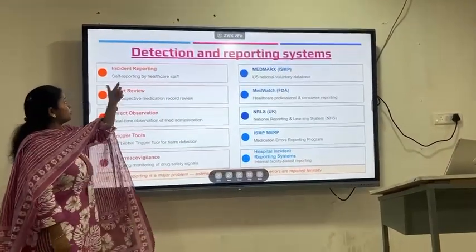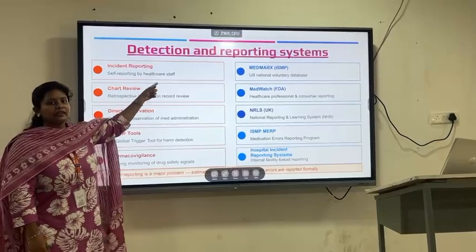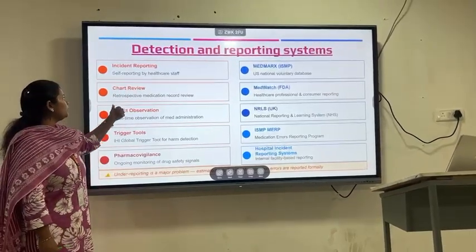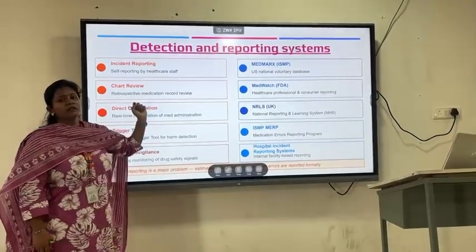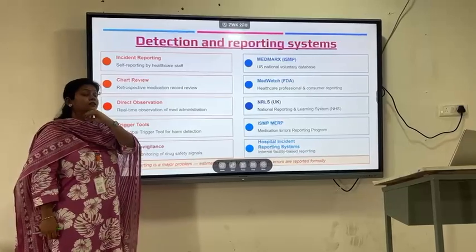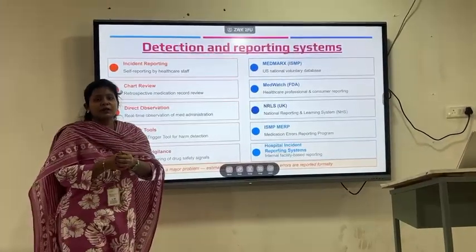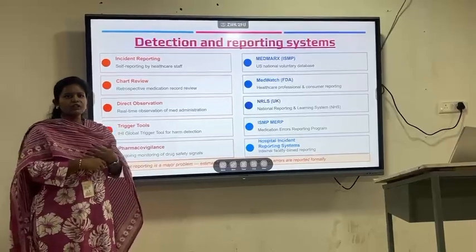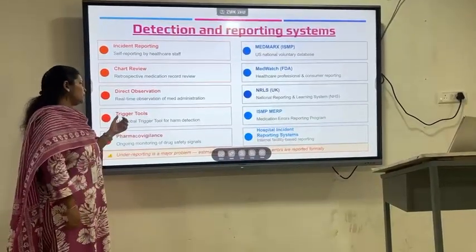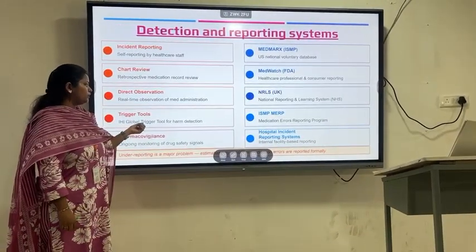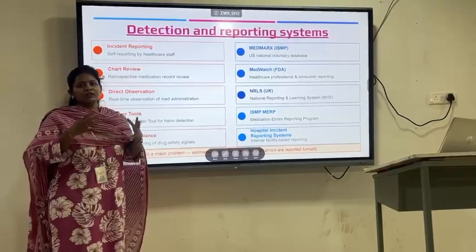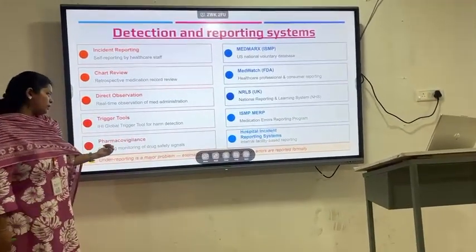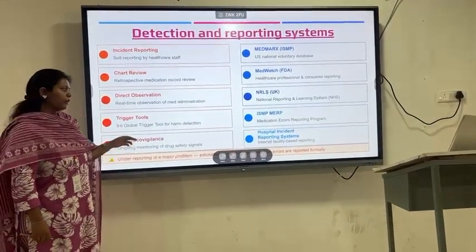Incident reporting can be done by the healthcare staff by self-reporting. Chart review can be a retrospective method where the old case sheets are reviewed for medication errors. Direct observation is real-time observation where the patient is in the hospital. Trigger tools, where a global trigger tool is used for the detection of harm. And also pharmacovigilance, that is ADR reporting.